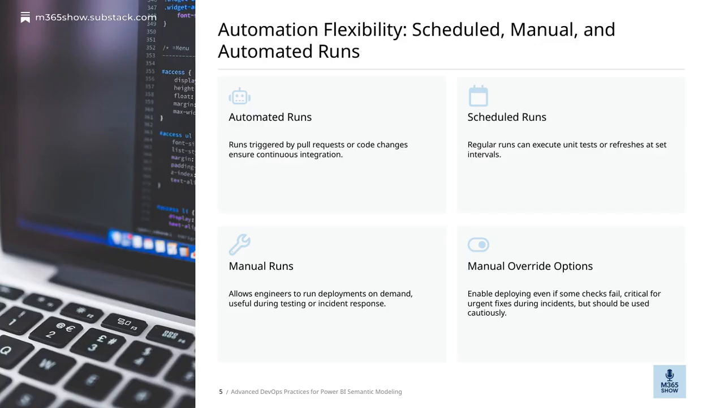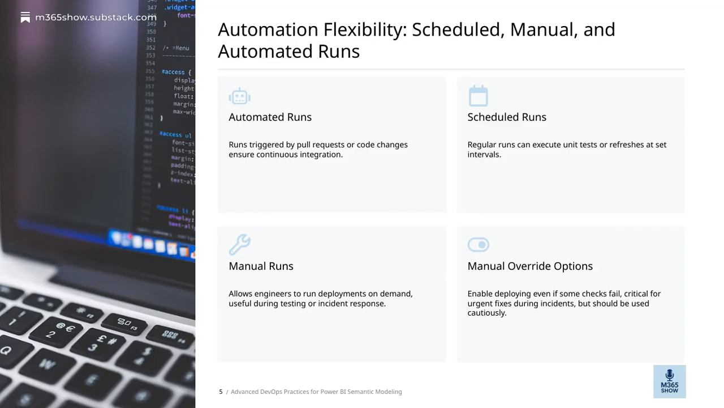Let's talk about automation flexibility, which is a key aspect of advanced DevOps practices for Power BI semantic modeling. On this slide, you'll see that we have different types of runs: scheduled, manual, and automated. Each serves a specific purpose to help us maintain and deploy our models effectively.